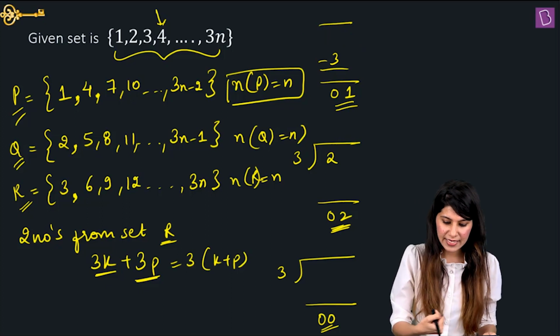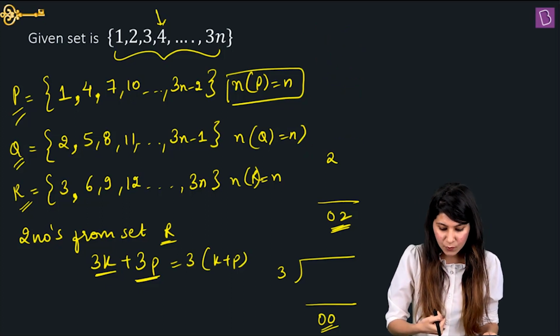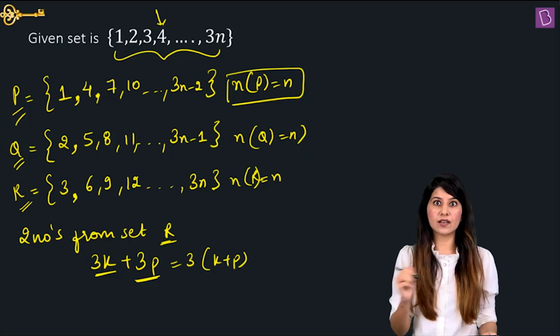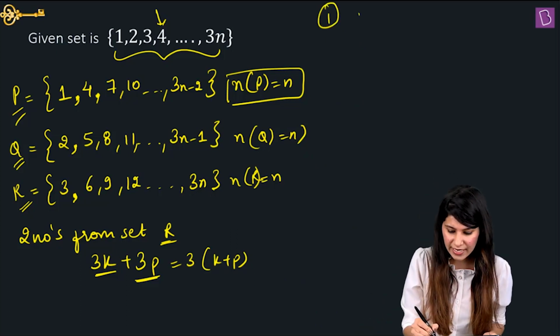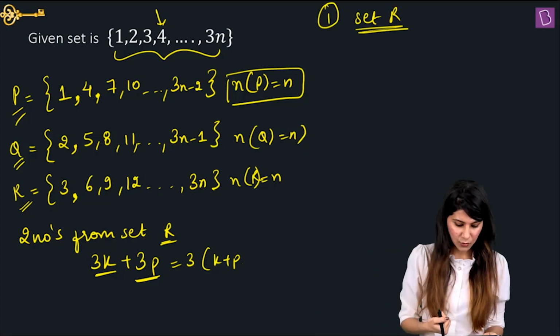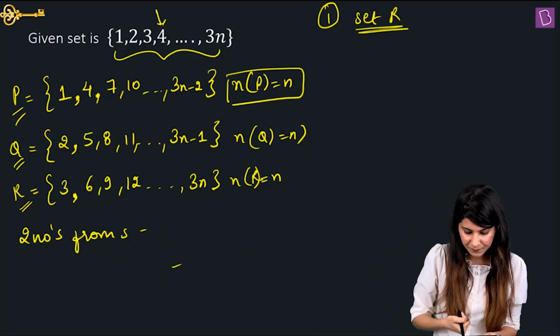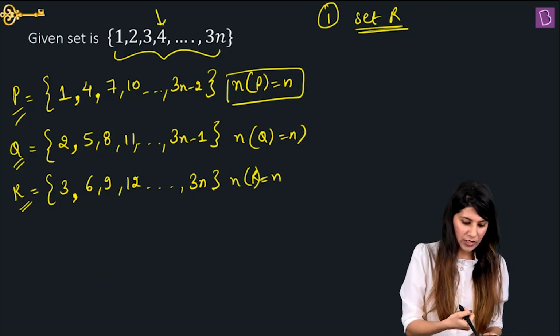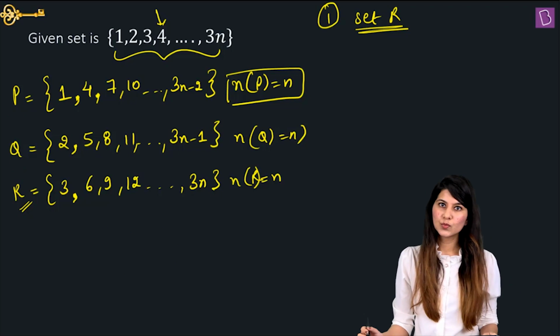The very first case in our bucket is, we'll pick both the numbers such that both numbers belong to set R. So the first case, we'll pick both numbers from set R. Sorted. Now, can I pick both the numbers from set Q?